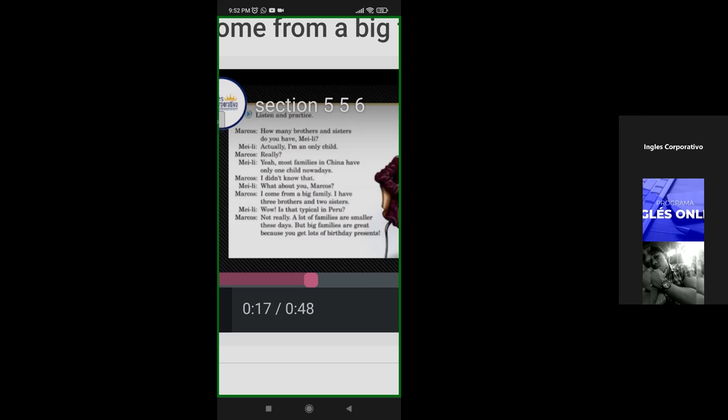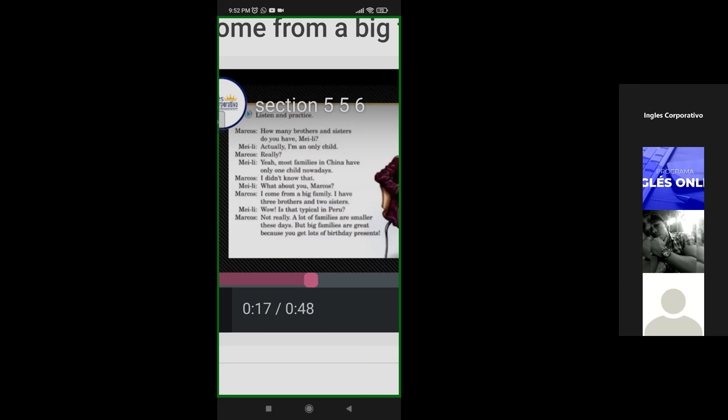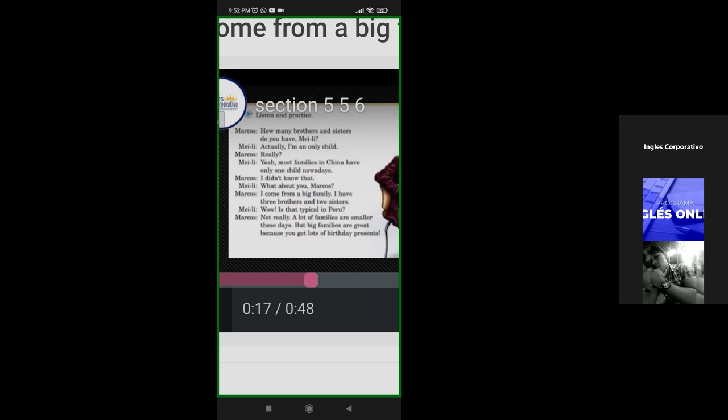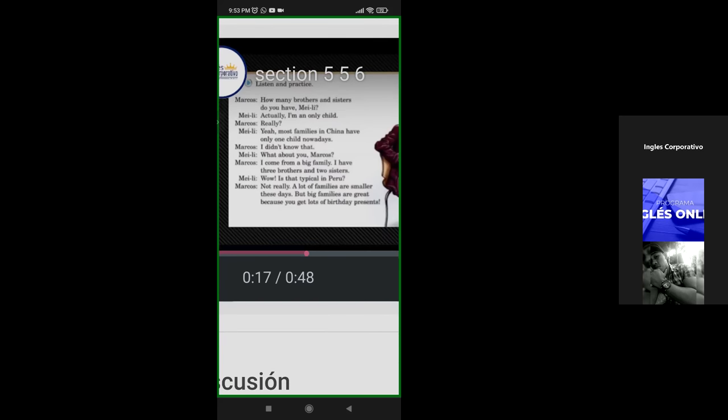How many brothers and sisters do you have? Actually, I am the only child. Really? Yeah, most families in El Salvador have only one child nowadays. I didn't know that. What about you, Joanna? I come from a big family. I have three brothers and two sisters. Wow, is that typical in El Salvador? Not really. A lot of families are smaller these days, but big families are great because you get a lot of birthday presents. Nice.